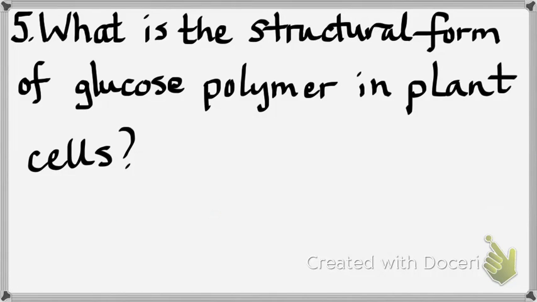Number 5's harder. This one's harder. Look at number 5. What is the structural form of glucose in a polymer form in plant cells? So, look, they take glucose and they build it into a big polymer, but they use it for structure. So the answer is not starch, because that's for energy. I'll give you a hint. It starts with a C. It is cellulose. Great.